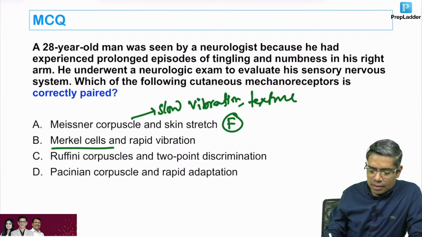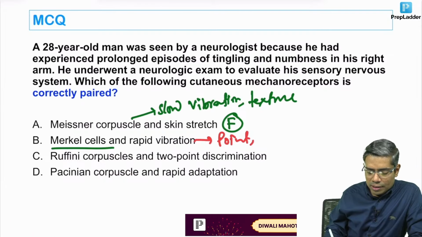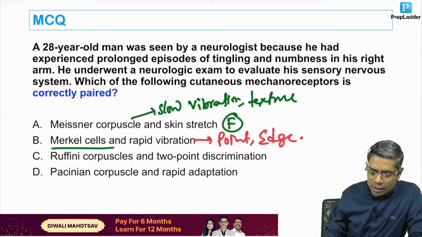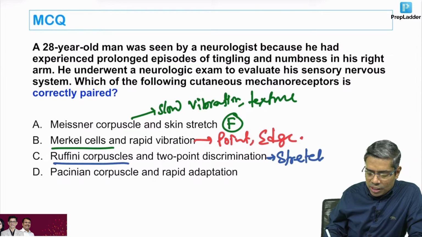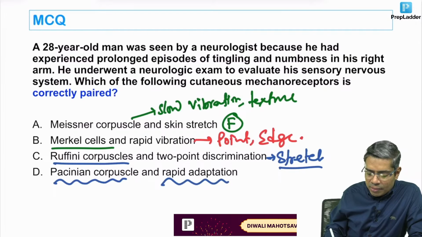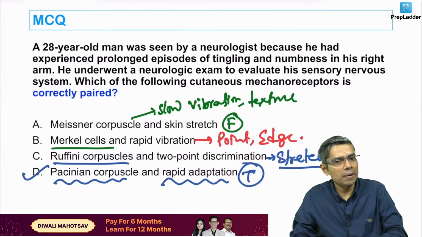Merkel's disc is specially dedicated for points and edges, like the edges of the table or the corner of the table. Ruffini's, the best stimulus for the Ruffini's is the stretch on the skin, large objects mediating stretch on the skin. So Pacinian corpuscle, rapid vibration, this is absolutely true. So the answer to this question is D. Okay.